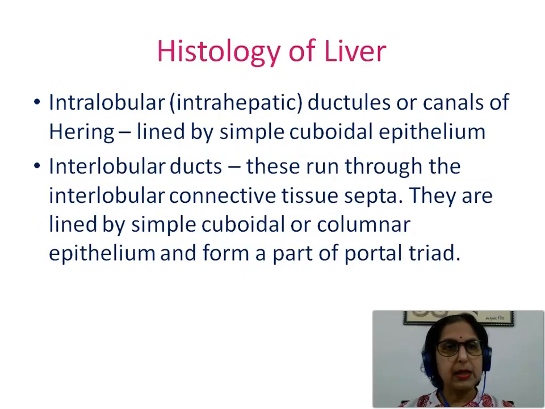Next comes the intralobular or intrahepatic ductules or canals of Herring. These are lined by simple cuboidal epithelium. Next comes the interlobular ducts. These run through the interlobular connective tissue septa. They are lined by simple cuboidal or columnar epithelium and form a part of the portal triad.